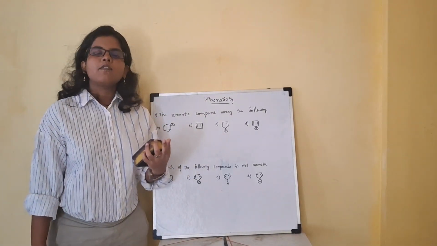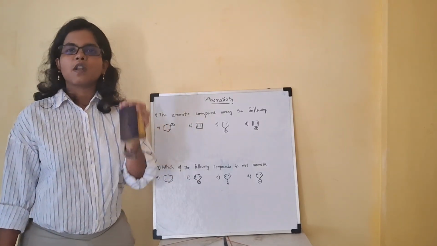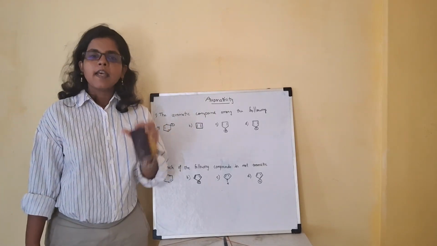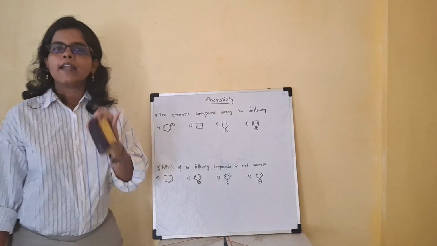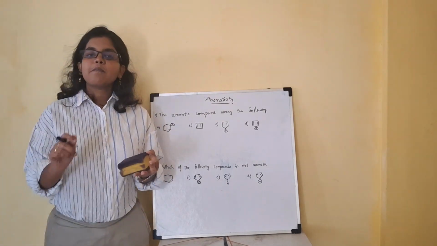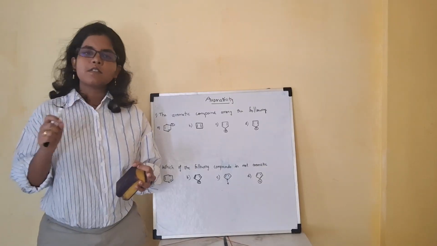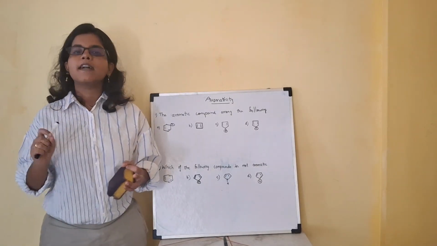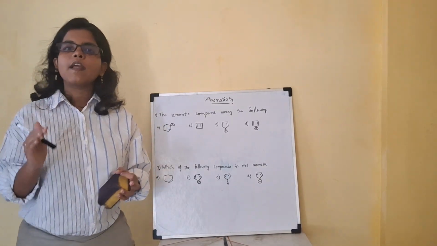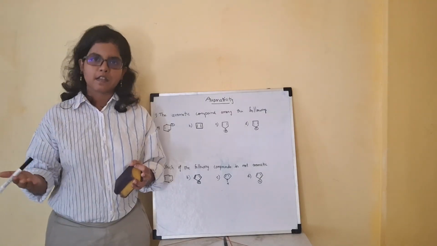So before we solve the problem, we know for a compound to be aromatic, it has to be cyclic and it must be planar. There must be delocalization of pi electrons. Also it must obey Huckel's rule, that is, it must have 4n plus 2 number of pi electrons.